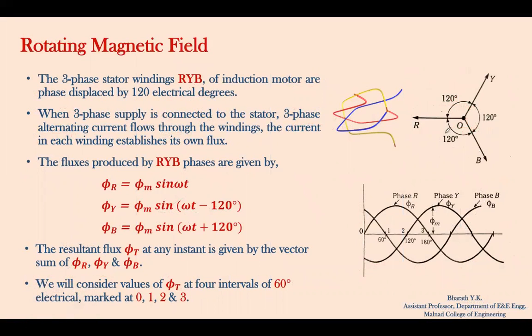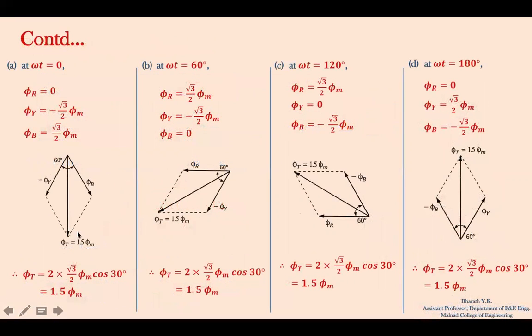Here, phi r in this case will be equal to 0. Therefore, this vector will be absent. Phi y is equal to minus root 3 by 2 into phi m, so that's why we have to write phi y in the opposite direction. And phi b is equal to plus root 3 by 2 phi m. Therefore, the vector diagram will be like this. Now by applying parallelogram law, we will obtain the resultant flux as shown here. Therefore, the resultant flux obtained is 1.5 phi m.